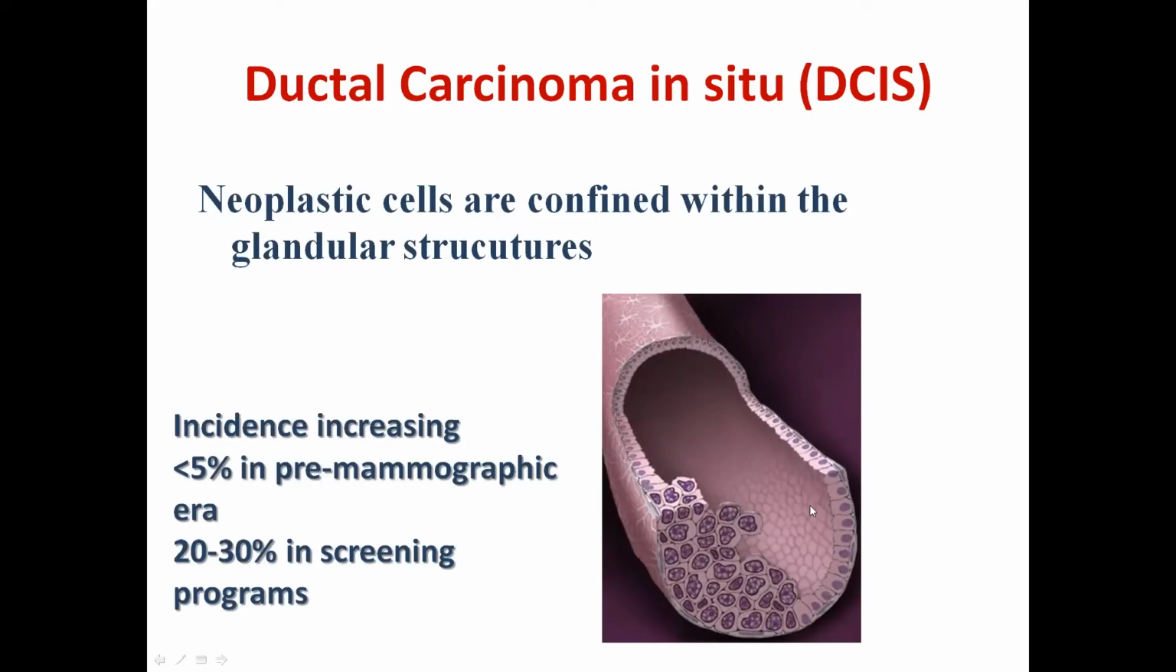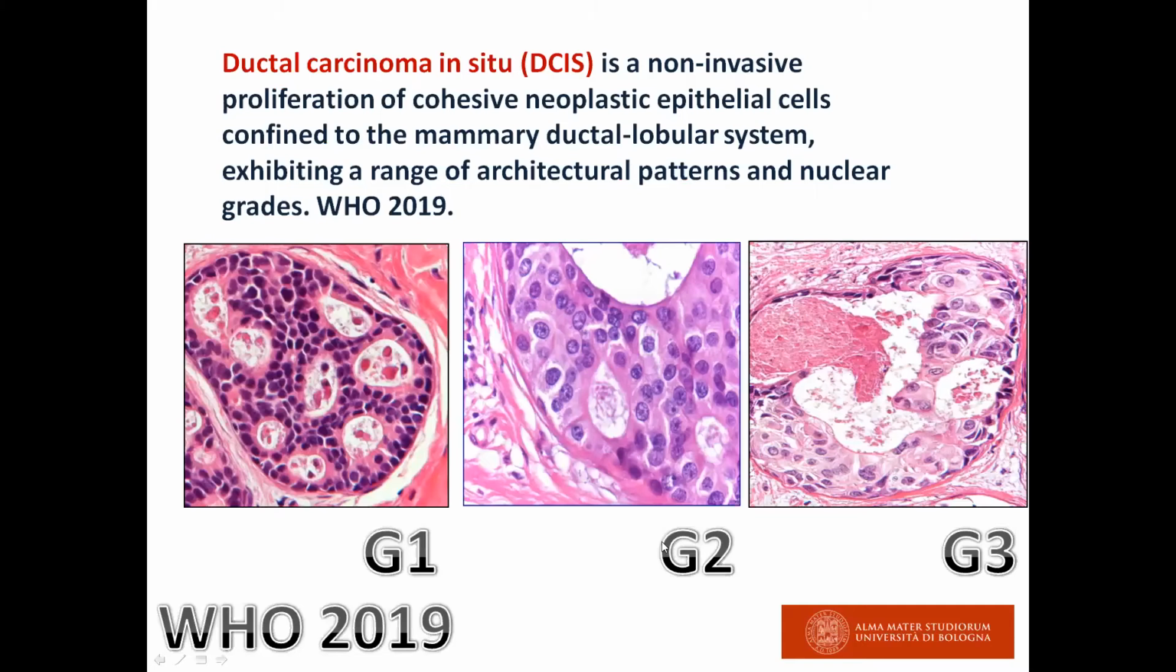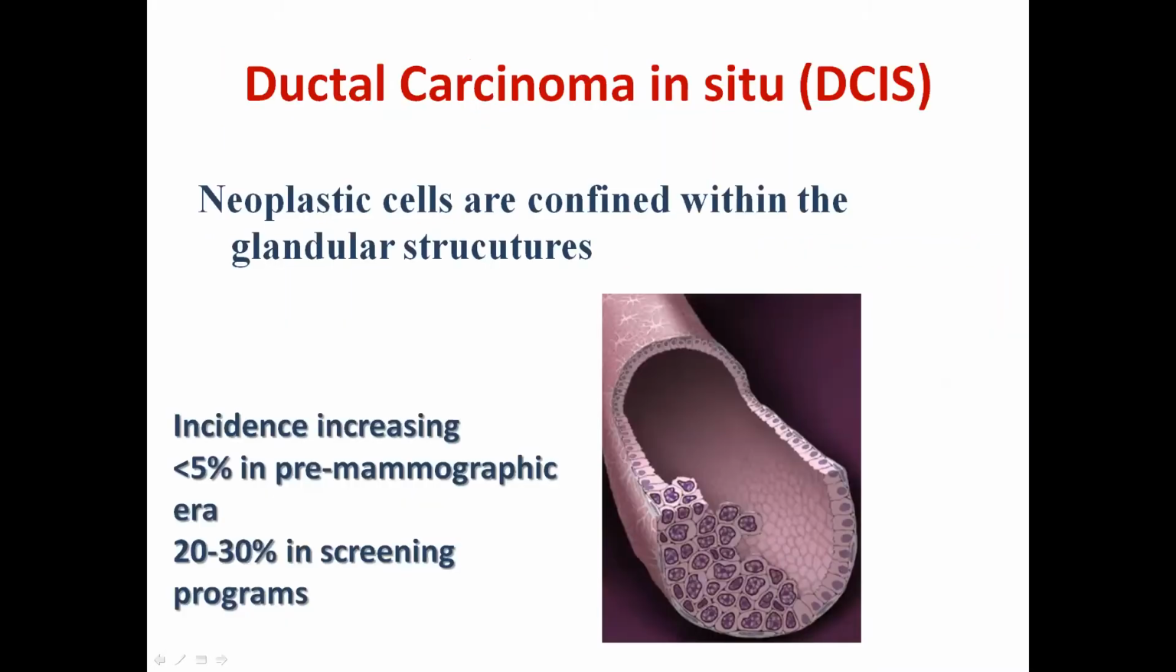In this picture, you can see a schematic drawing. Here we represented the normal duct. You see these elongated cells are the myoepithelial cells, and these cylindrical cells are the normal luminal epithelial cells. Then they transform, and you see they become atypical, but they grow within the duct. And you see at the periphery, we still have the myoepithelial cells. The in situ duct carcinoma is very important because it is a very early step of cancer.